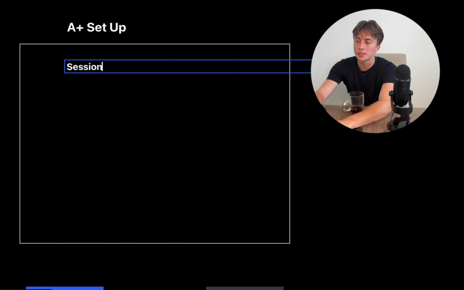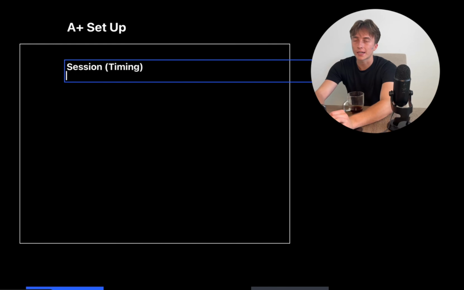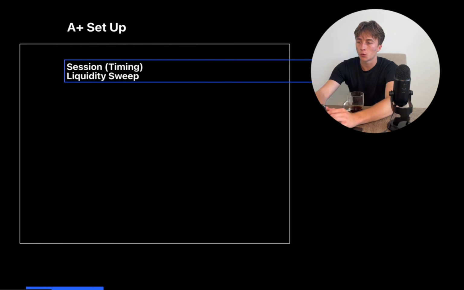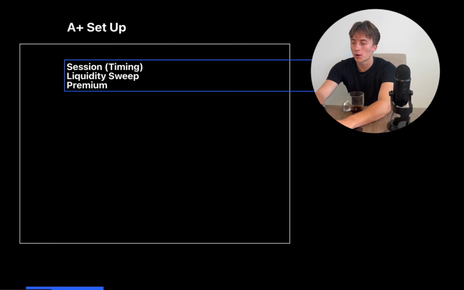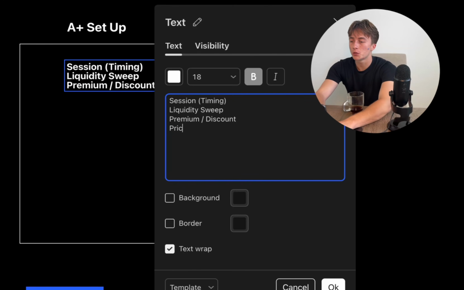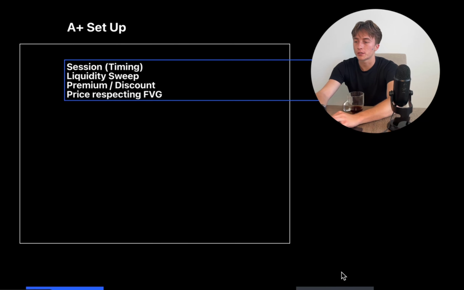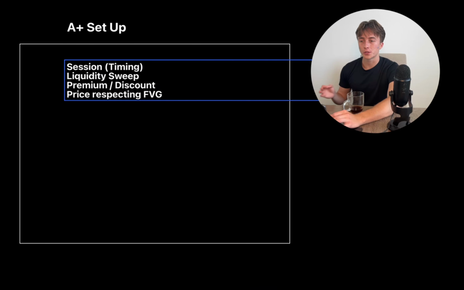So the first one's obviously going to be session. You have to trade at the right timing. The second factor is going to be some sort of a liquidity sweep. In order to take a valid fair value gap trade, you typically want to have that fair value gap form after a liquidity sweep. The third factor is going to be premium/discount, depending on whether we're selling or buying inside of a range. The fourth factor is going to be price respecting the fair value gap that it is inside of. And the fifth factor is going to be the time frames aligning, making sure that your narrative before you actually hop into this trade is pointing to the same direction on each of the time frames. So make sure that you know each one of these things before you go into a trade for an A+ setup. So now let's actually hop into the charts.